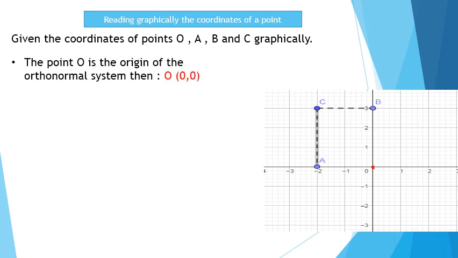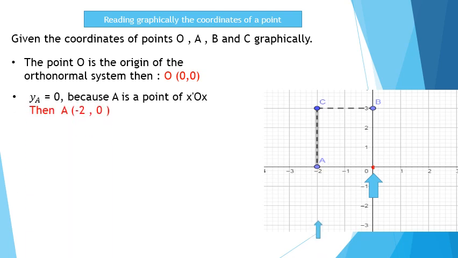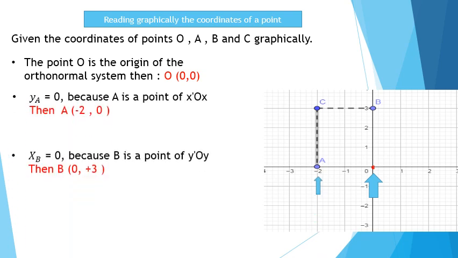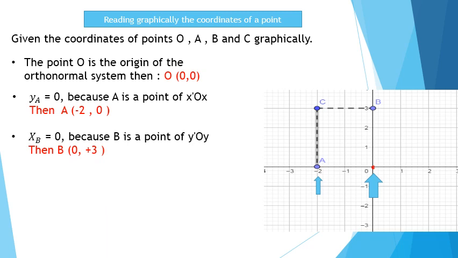Now, what about point B? B belongs to the y-axis. Then its abscissa is 0. Okay, if here, let's make the projection of B on the x-axis, we will reach 0. What about its ordinate? It's +3, and we know that if a point has 0 as an abscissa, then we can clearly say that it belongs to y prime y.